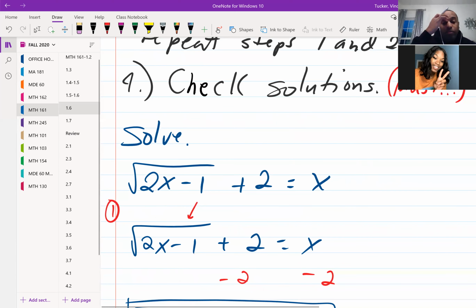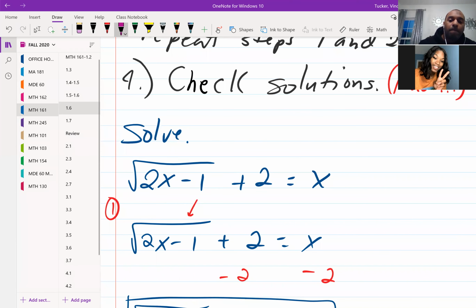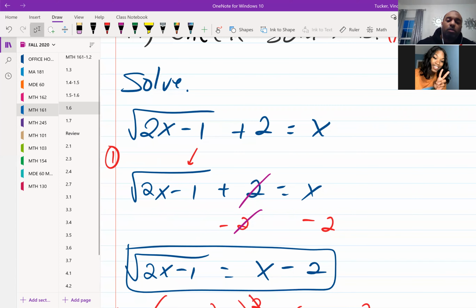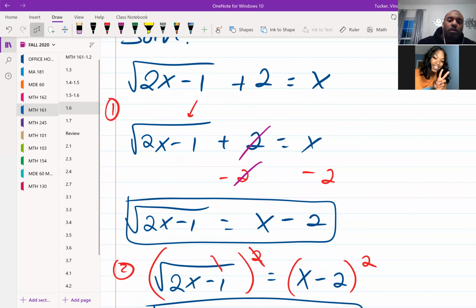So what we'll do is subtract 2 from both sides. The 2 will cancel on the left and leave us with the square root of 2x minus 1 equal to x minus 2. So that's just the end of step 1. That's not an answer, but just going step by step so you'll have a way to reference later on.